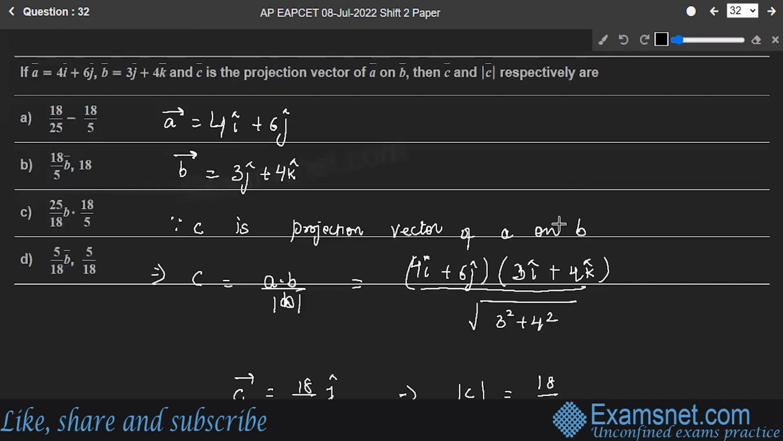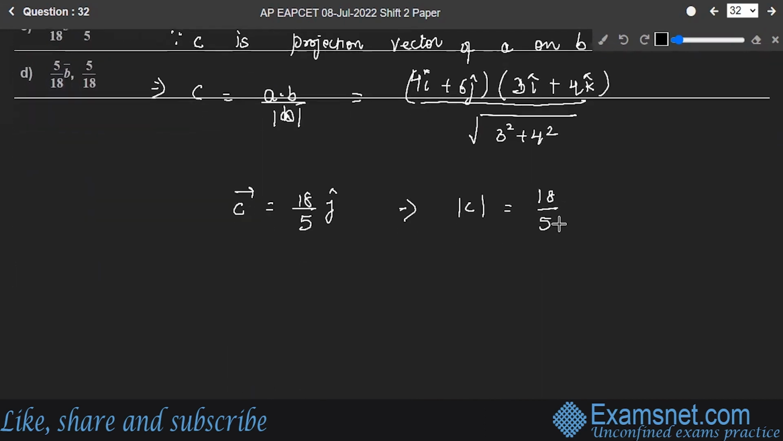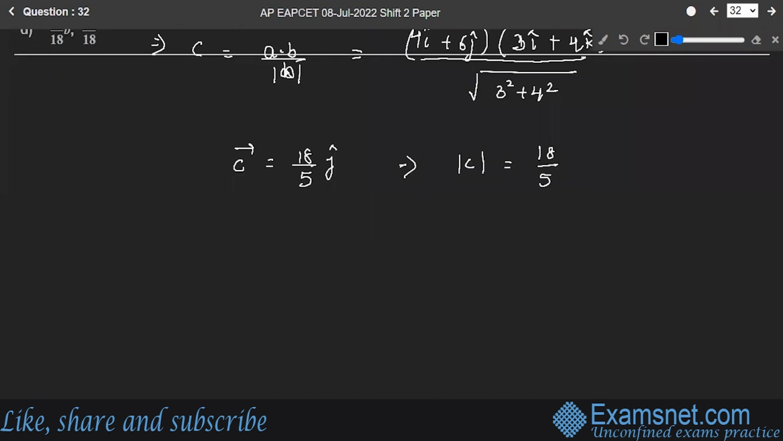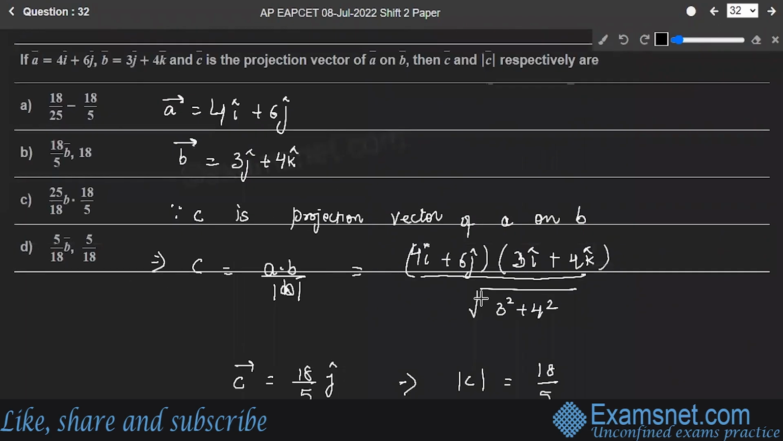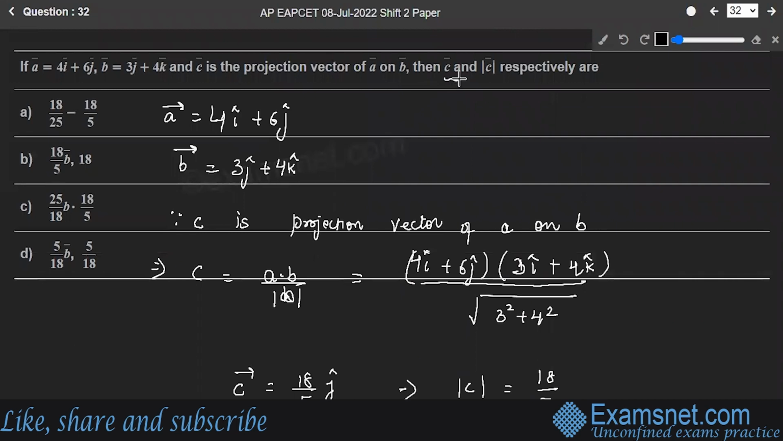We have found one thing. We had to find out the modulus of C. We got the 18 by 5 value. So most probably we got our answer, but still let's check. We have to find out the C vector as well. So modulus of B vector is equal to 5, right? If I'm doing C vector upon B vector modulus, this is equal to 18 upon 25, correct? That means, see, what do you have to find out? The C vector.